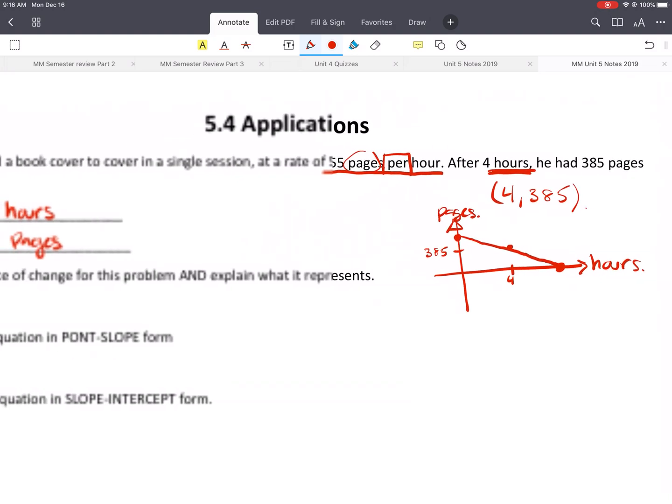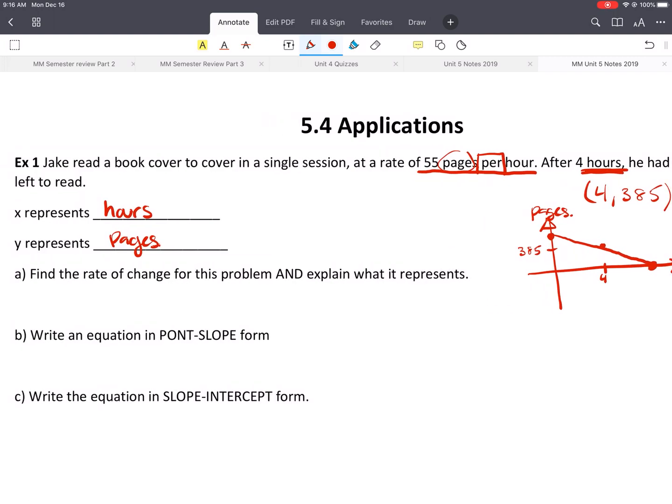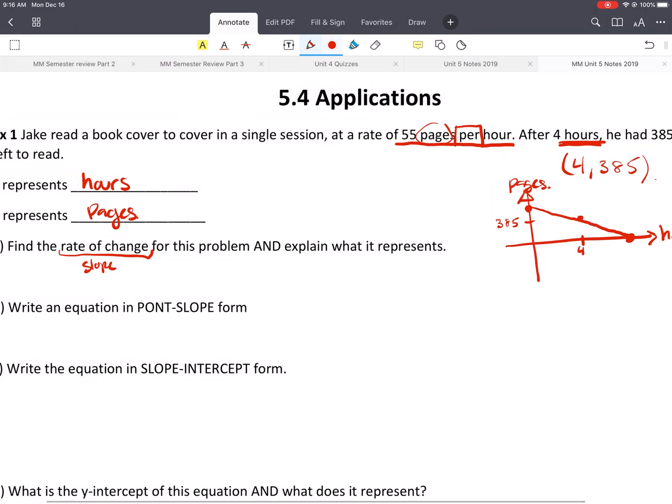Okay, so the first thing I think they ask after that is, what is the rate of change? Okay, rate of change, another way to say that would be slope. So what is the slope of this problem, and what does it represent? All right, so here we talked about pages per hour. This is our slope. The way we have it set up here on our graph is that the slope is negative. So here we would say the slope is negative 55 pages, and what it represents is the pages per hour.